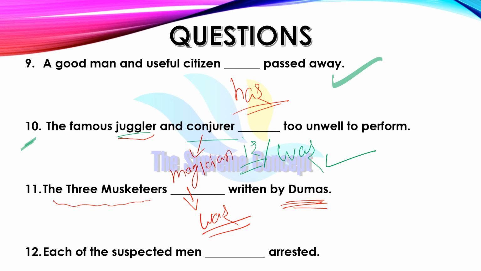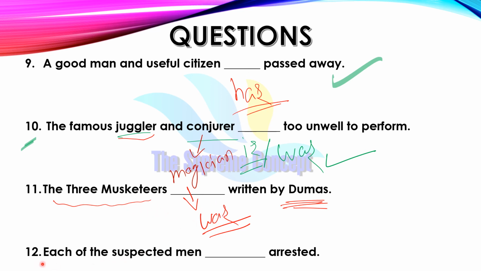If you don't know what a musketeer is, a musketeer is a soldier armed with a musket. Musket means a long front-loaded gun which soldiers carried. Those who use a musket are musketeers. So it's about the three musketeers, and it's a book written by Dumas. So that's why we'll use "was" here, and it shows a single unit.